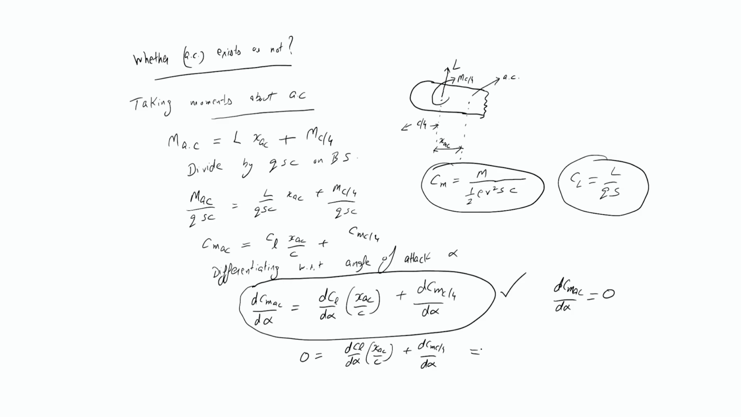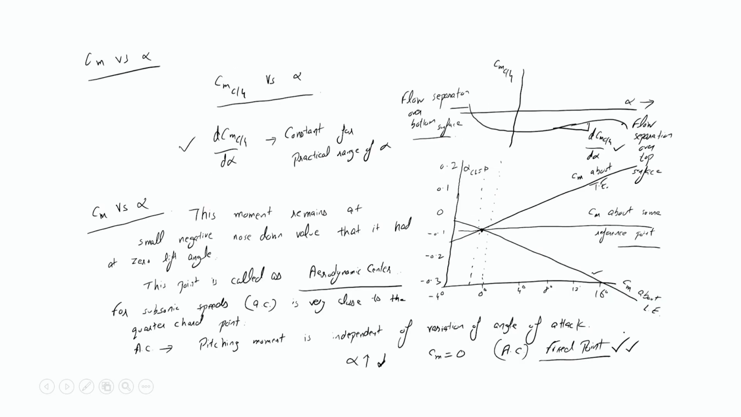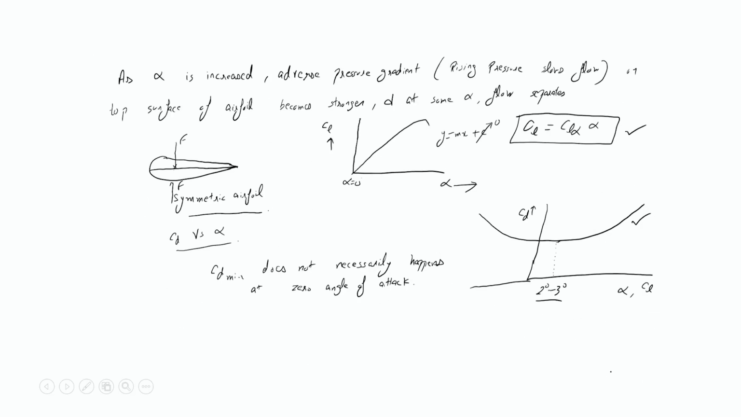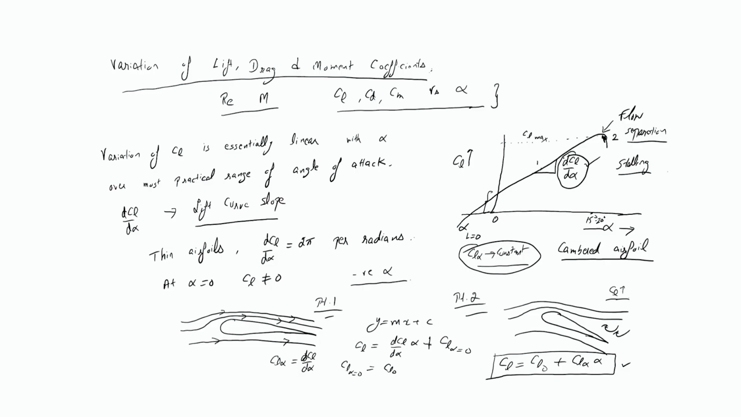Now let us proceed further. Here I can write x_ac by c equals minus dC_M,c/4 by d alpha divided by dCL by d alpha. Now remember this term, dC_M,c/4 by d alpha. This was actually a constant value. So what about dCL by d alpha? That is the lift curve slope, CL alpha. This was also a positive constant value.